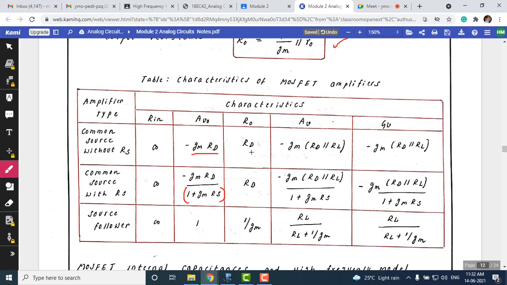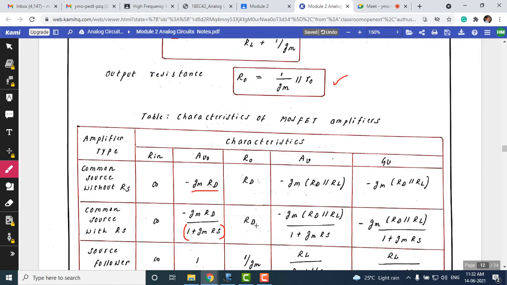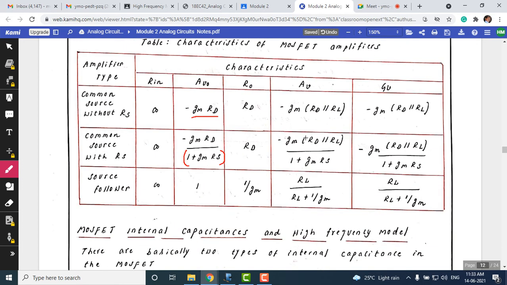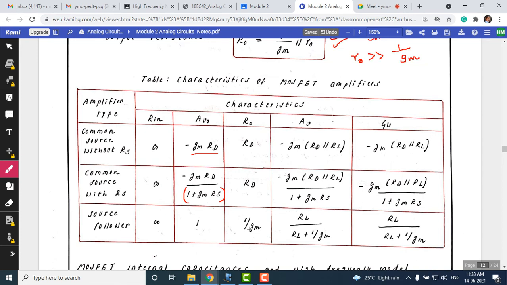And look at the R naught output resistance. Here this can even be approximated to 1 by Gm, because this R naught is very large. R naught is far greater than 1 by Gm. In that case, R naught can be ignored since it is a parallel combination. So the output resistance of a source follower now becomes equal to 1 by Gm.